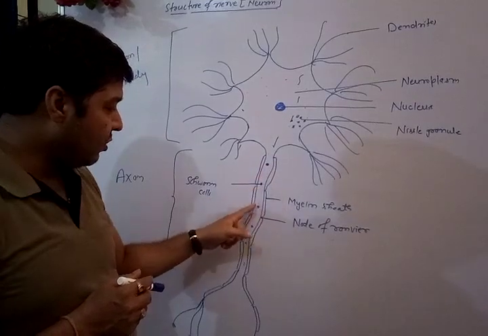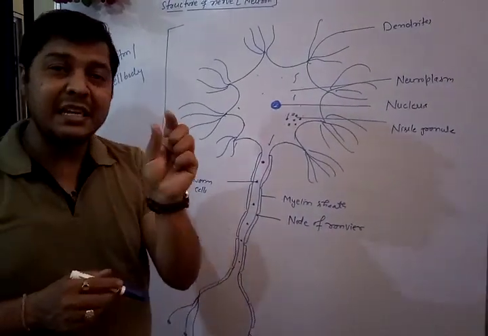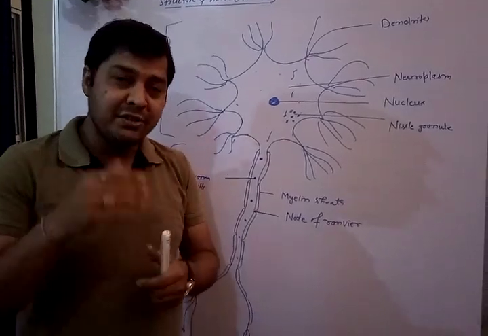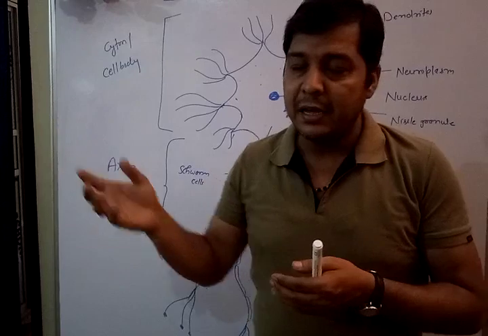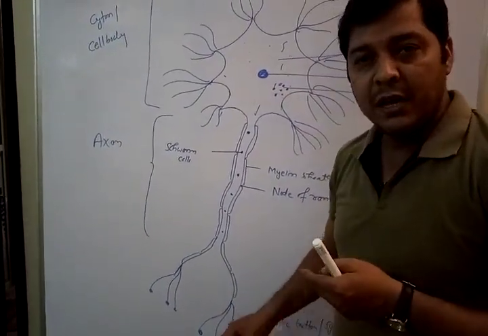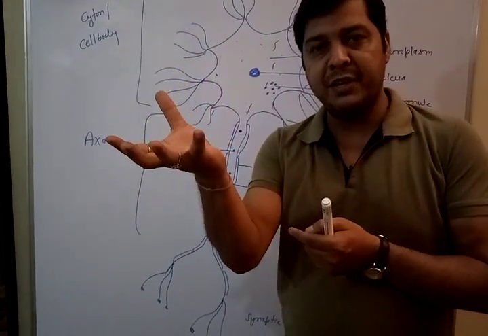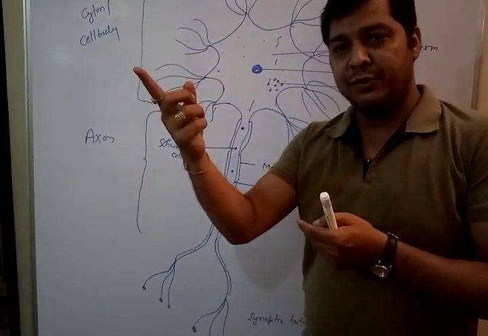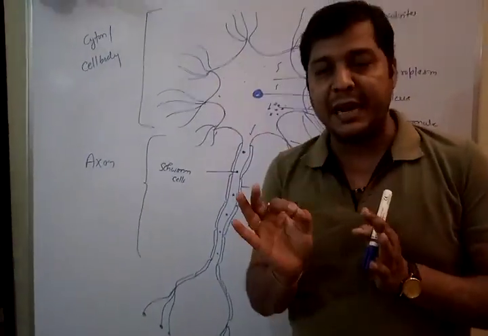From this axon, finally the electrical impulses move to the synaptic button. Now the synaptic button is attached with the dendrites of another neuron. So the synaptic button, the swollen end part of the axon, is responsible for distribution. It distributes the impulses to the dendrites of the other neuron. So it's called the distributing end.